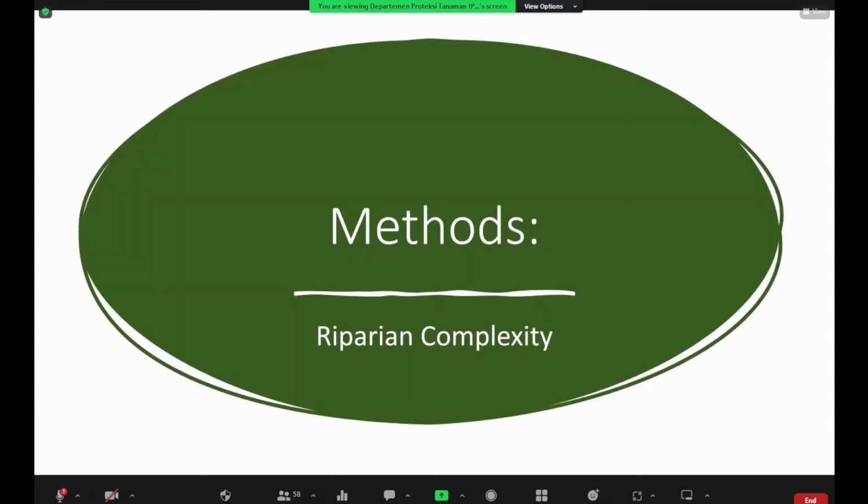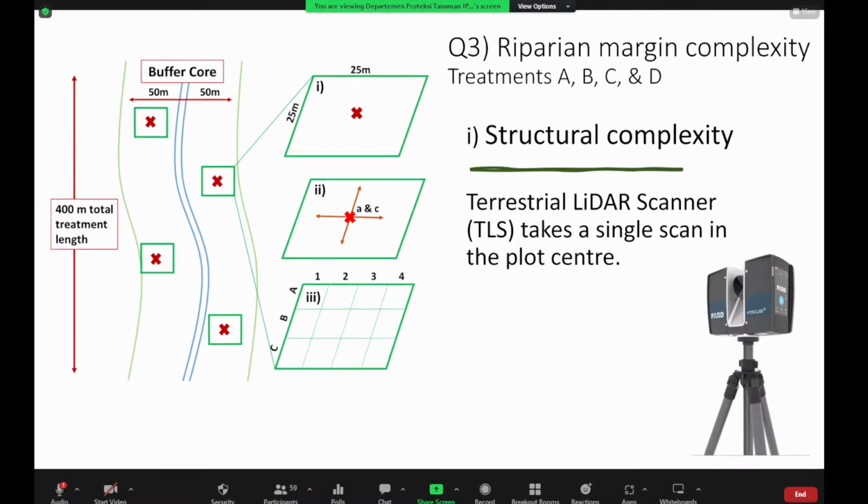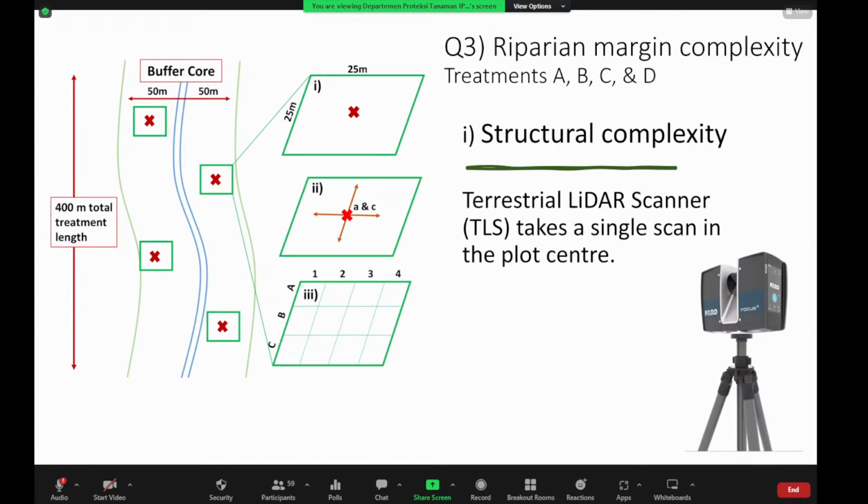Now, for my riparian complexity question, there's 2 major factors that I'm focusing on. The first is vegetative complexity, and the second is thermal complexity. So the first one, which is vegetative complexity, I have a terrestrial LiDAR scanner, which I put in the middle of each of the 4 subvegetative plots across all the 4 treatments.